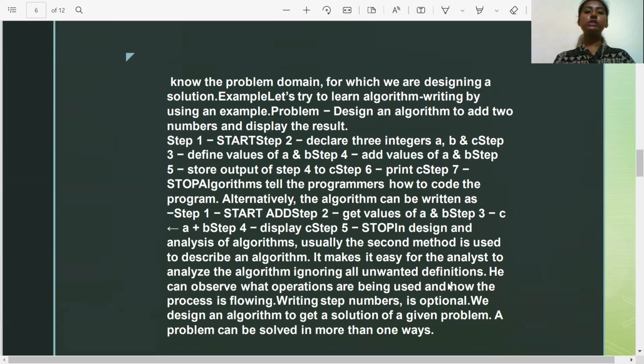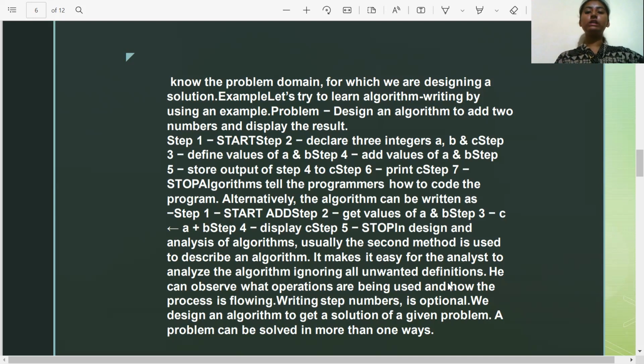Step 1. Start. Step 2. Declare three numbers A, B, and C. Step 3. Define values of A and B. Step 4. Add values of A and B. Step 5. Store output of step 4 to C. Step 6. Print C. Step 7. Stop. Algorithms tell the programmers how to code the program.